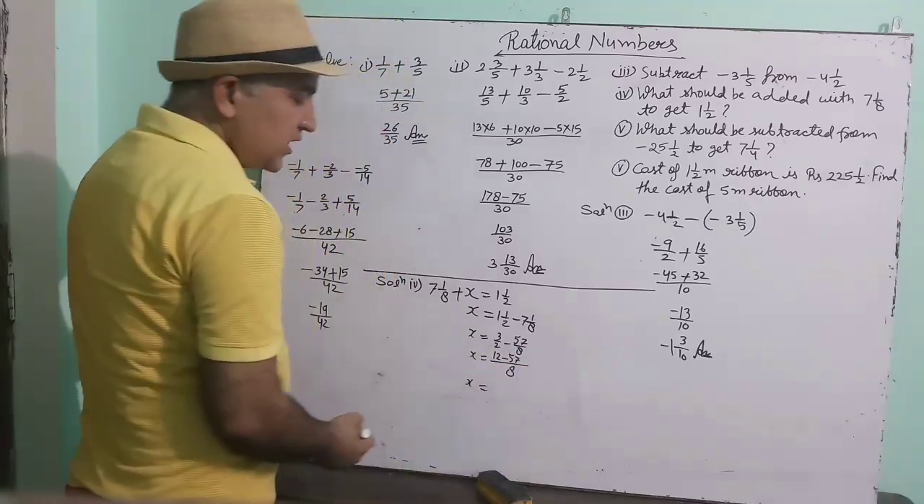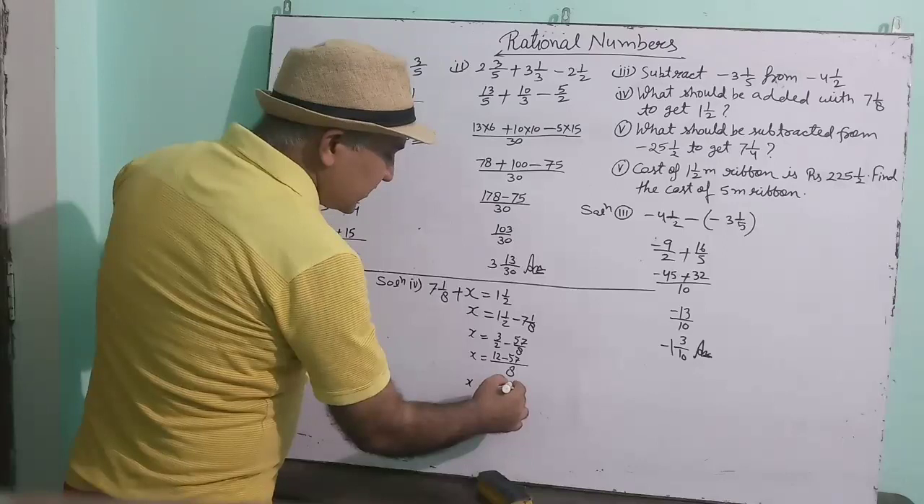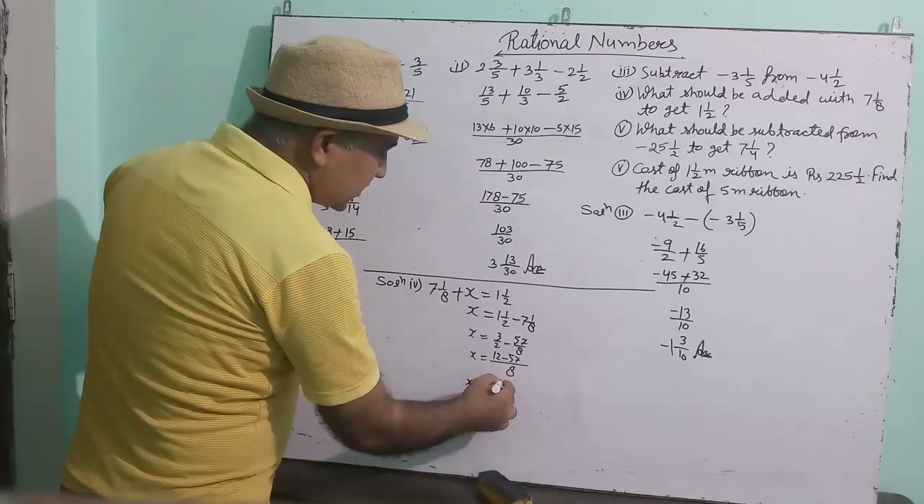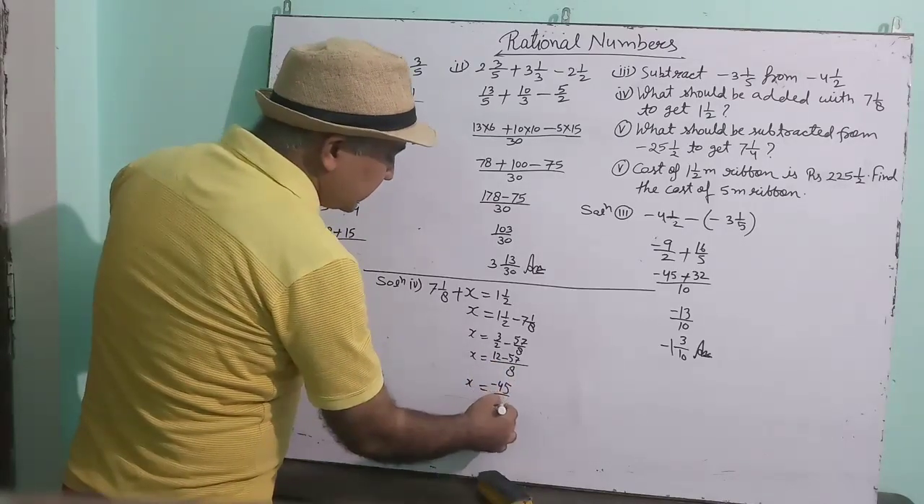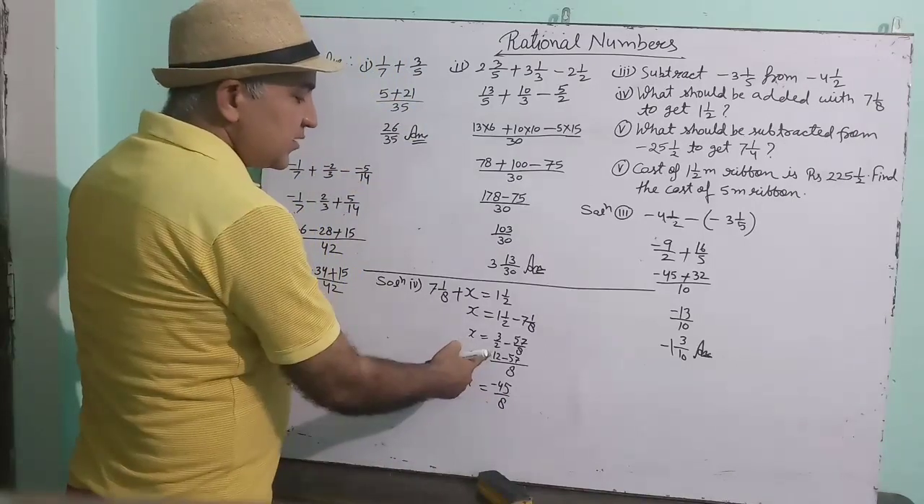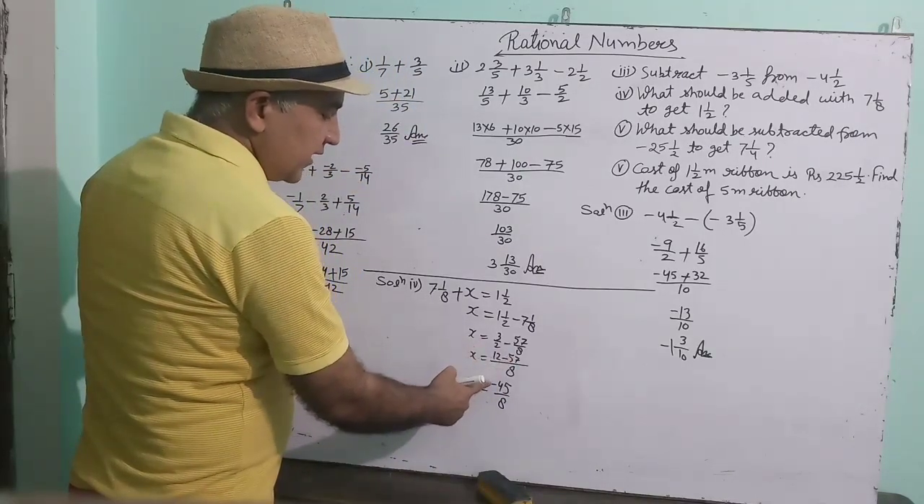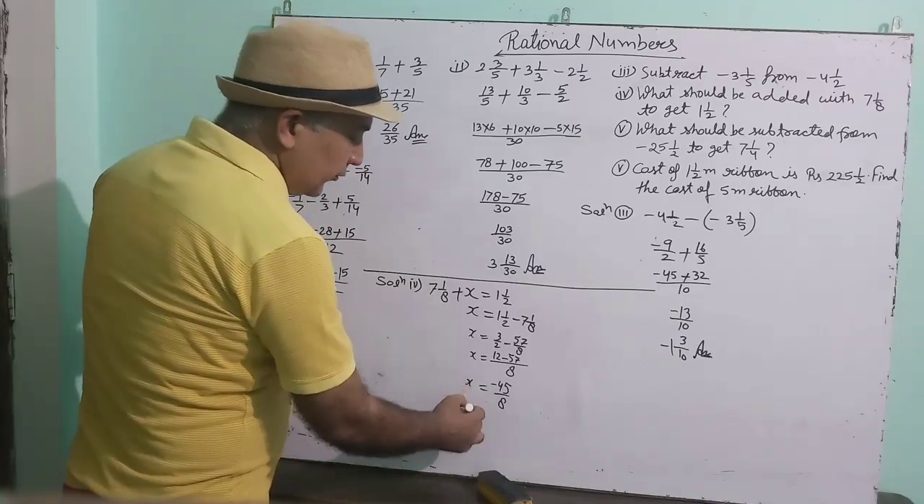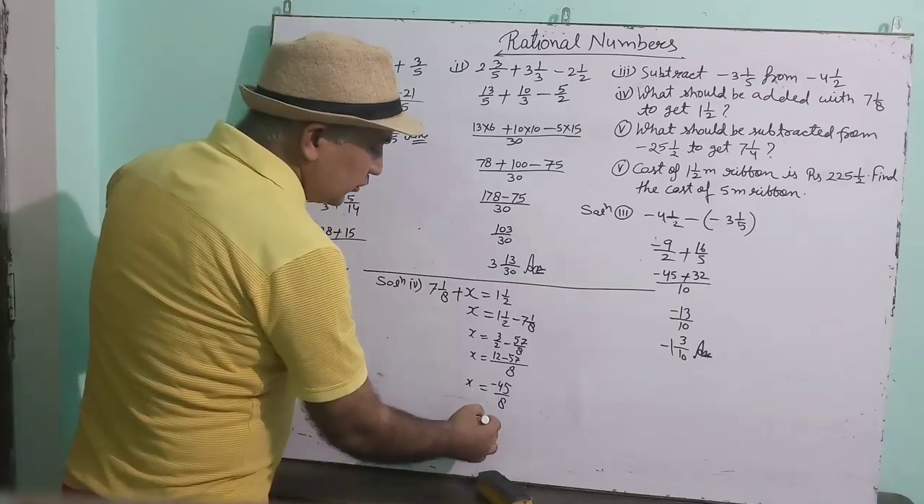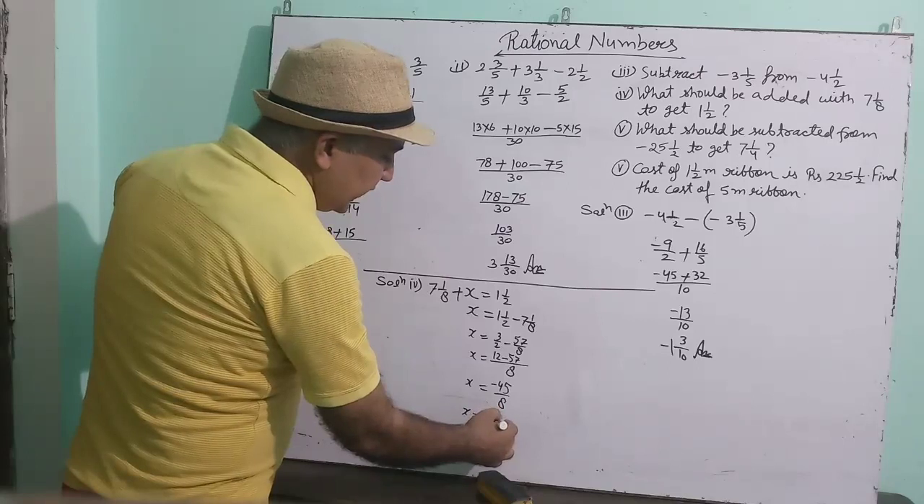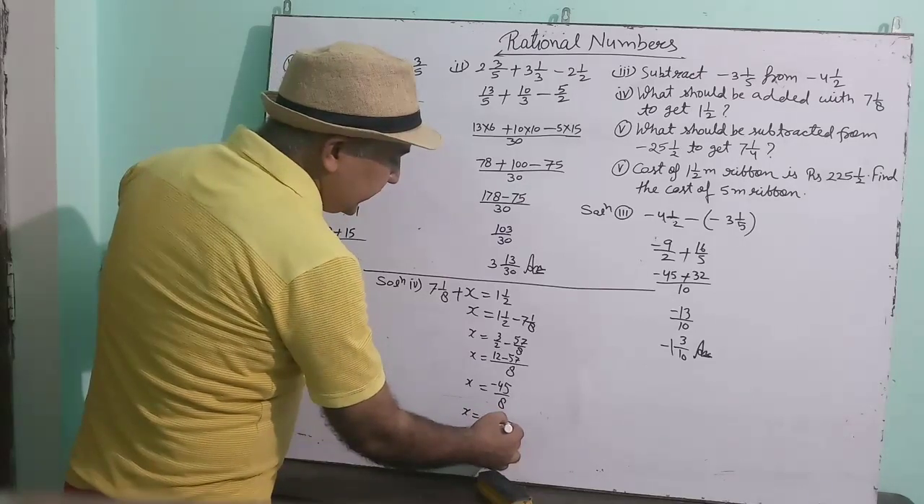Now 12 minus 7 is 5, 5 minus 1 is 4, with a minus sign. See this one: since a smaller number is being subtracted from the larger number, that is why our answer is coming in negative. So x is equal to minus, 8 into 5 is 40.